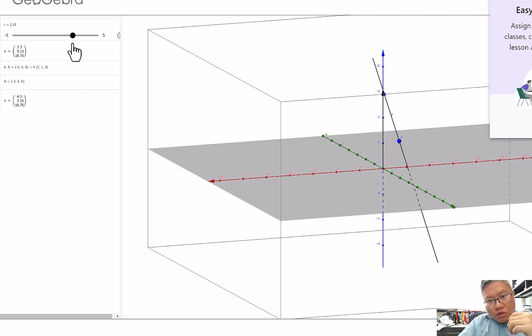Okay, so this is a type of vector valued function. The input is the t. Look at it here, look at the slider. The input is a t, a value.